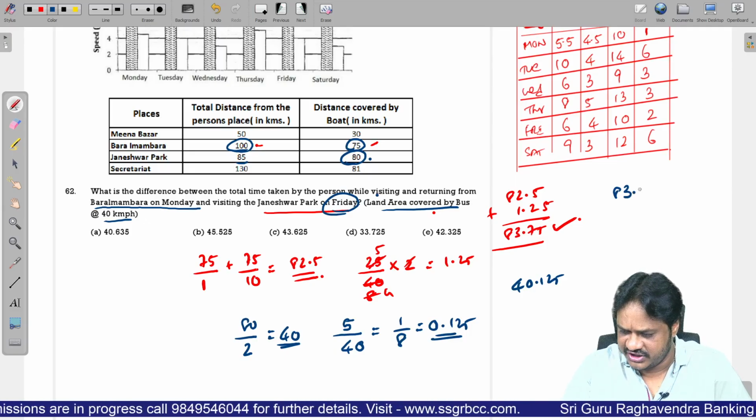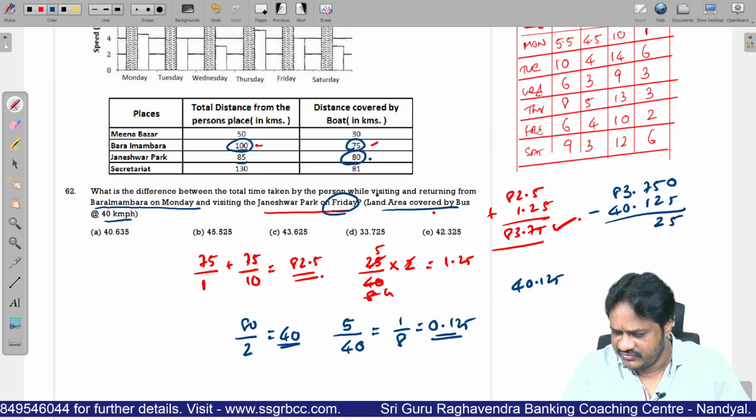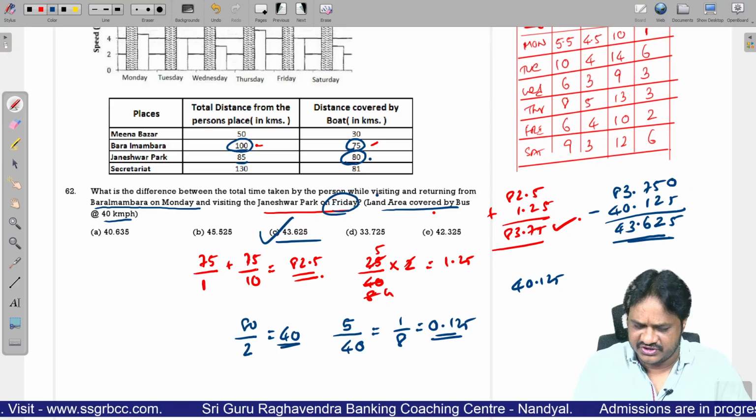Now the question is, what is the total difference? So we have to find the difference between 83.75 minus 40.125. 5, 2, then 7 minus 1, 6. 43.625. 3 is the correct answer.